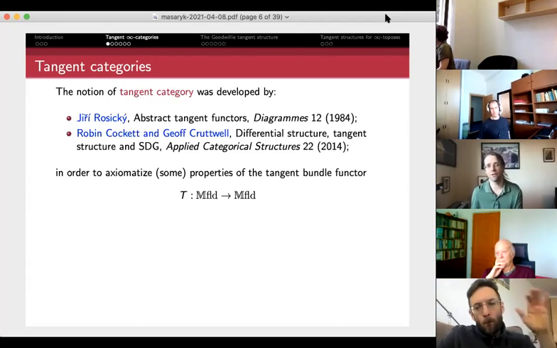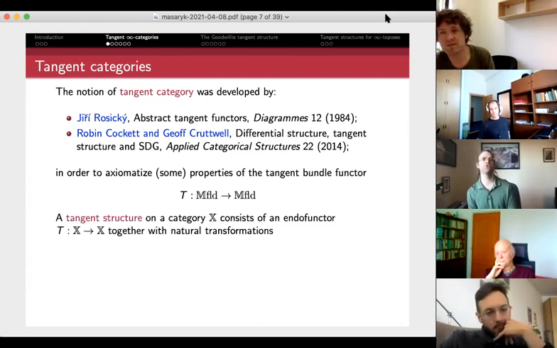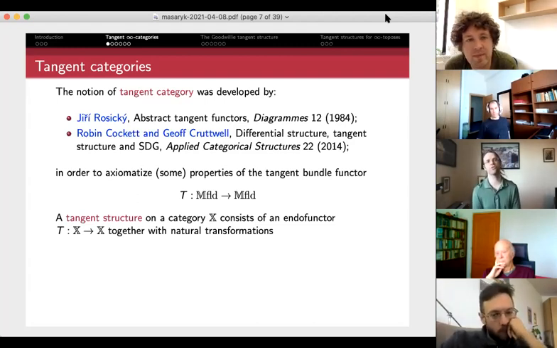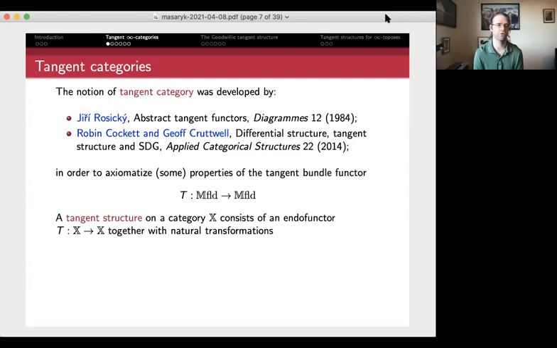So what does that look like? So here is sort of the beginnings of a definition of this notion of tangent category or tangent structure on a category X. So we should start with an endofunctor that plays the role of the tangent bundle functor. And then we want to describe the other remaining structure maps that tell you that it does play some kind of tangent bundle role.